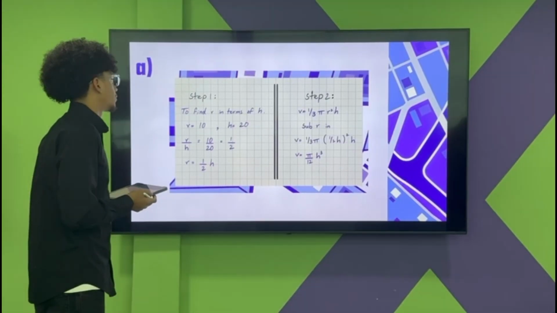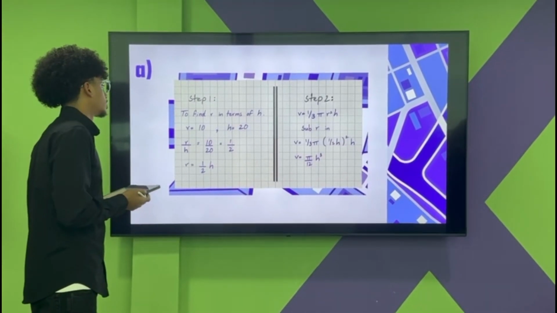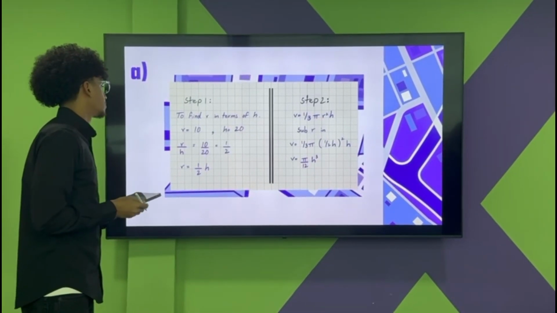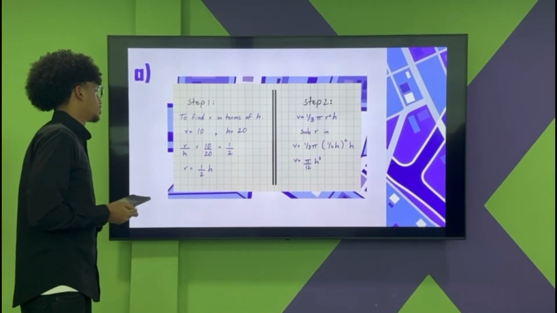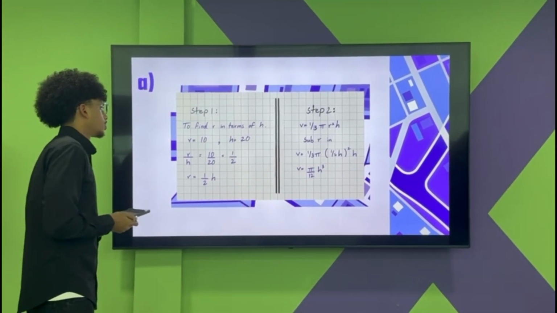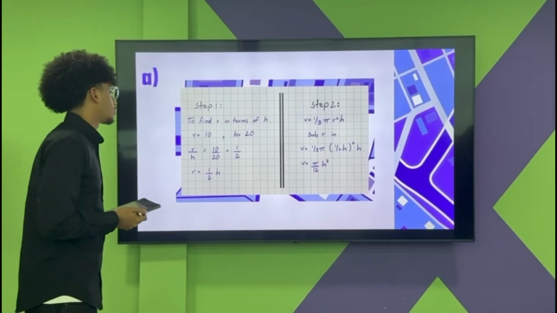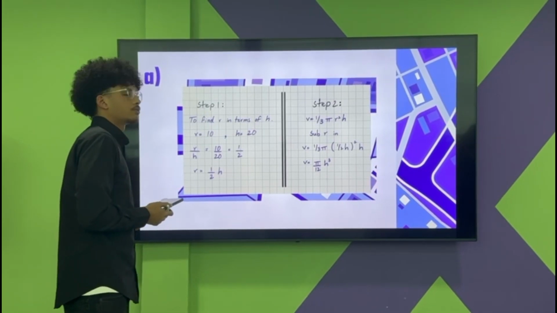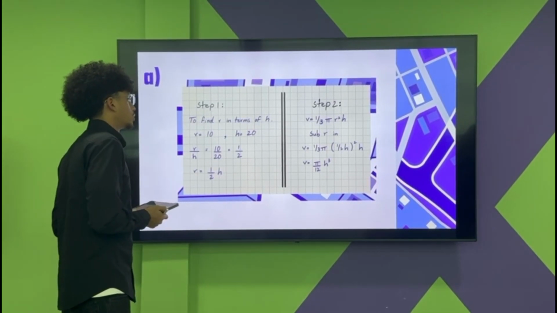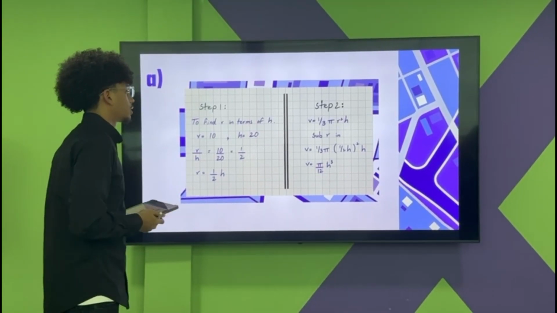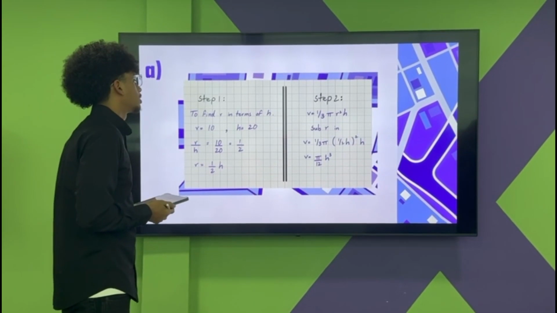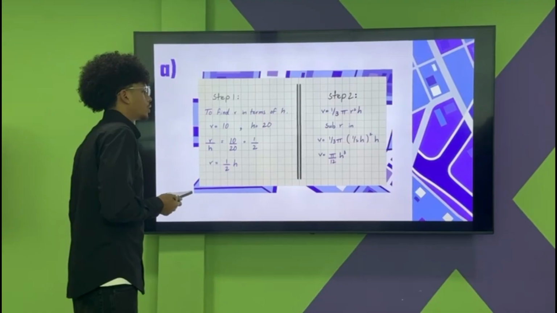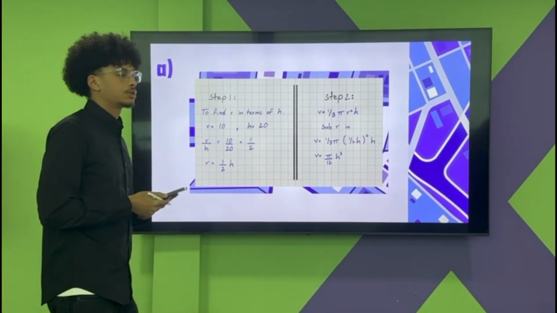And for question A, the first step is to find r in terms of h. We have r as 10 and we have h as 20. So we're going to use the ratio r over h is equal to 10 over 20, which is going to be half. So r is 1 over 2 h. For the second step, we're given the volume formula, which is 1 over 3 pi r squared h. We're going to sub in the r that we found in the first step. So we're going to have the equation 1 over 3 pi times (1 over 2 h) squared times h. We're going to have V as pi over 12 h cubed.